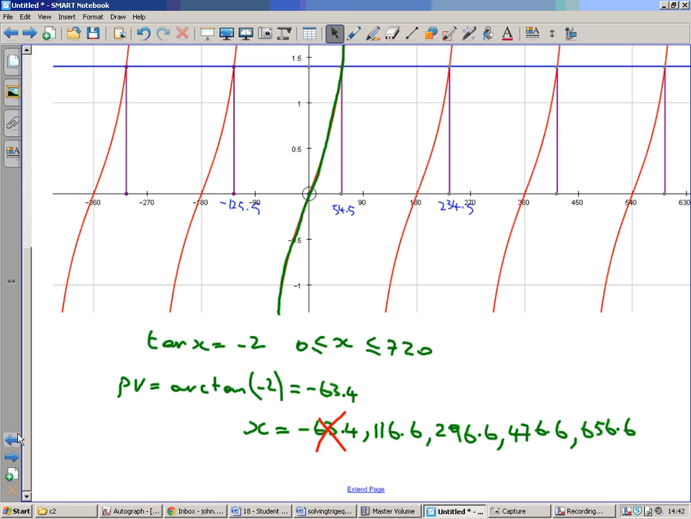Okay, so that concludes our 3 examples of simple trig equations of the form sine x equals k, cos x equals k, and tan x equals k.